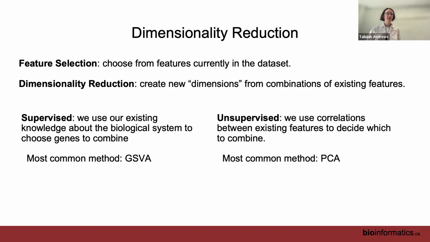There's also an unsupervised method where we're going to say we don't know what genes do what, but we'll use the correlations between genes to figure out which genes are involved in a similar process. So there we're going to look at the correlation between all of our different genes and see, is there a group of them that are all highly correlated with each other? Okay, we'll merge those together and make a new feature out of those guys, because they're probably involved in the same process. So the main method people use for that is PCA.